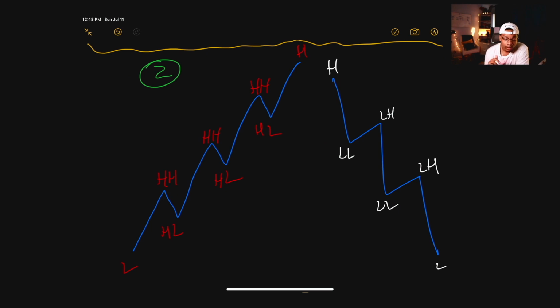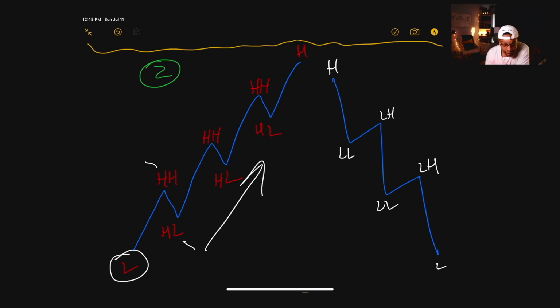So market structure, like I said, is the identification of highs and lows in the market. Now I'm going to show you the long way, but then I'm going to show you the short way. We're going to go through this uptrend first, okay? With this uptrend, you have the original low here, right? Then you have the higher high, right? Then you have the higher low.